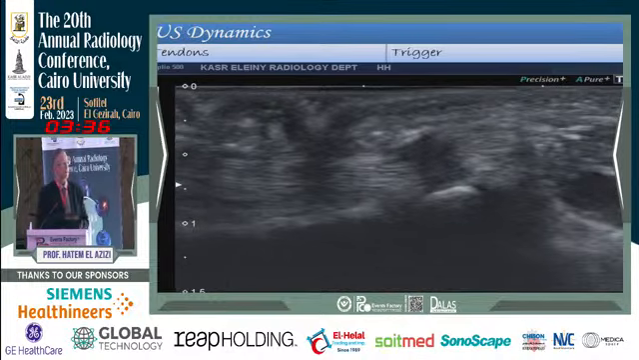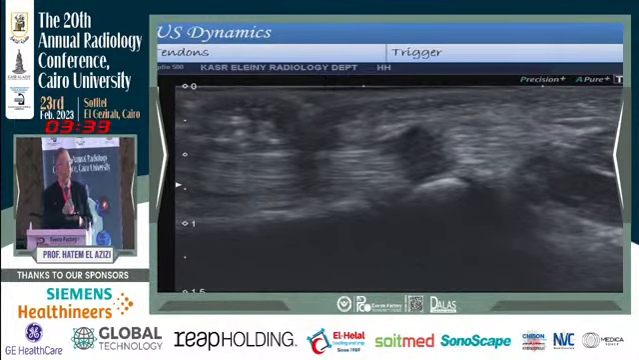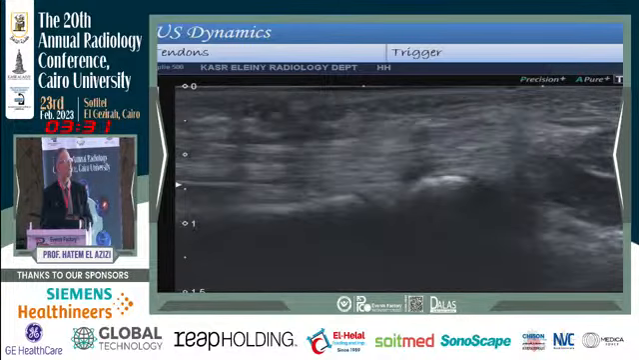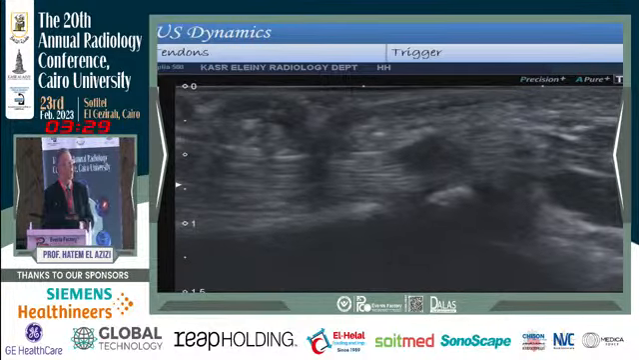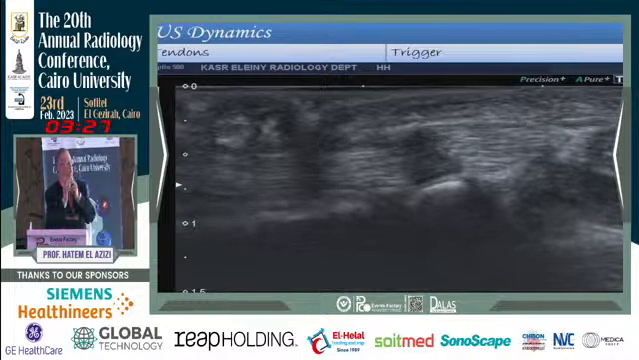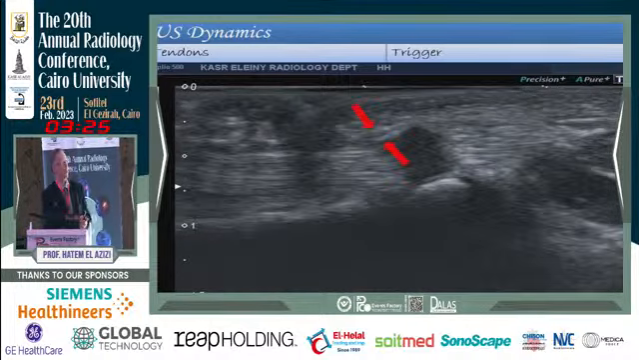Trigger finger, we can detect it. We are trying to make a movement of the tendon during ultrasound examination, and we can see this sliding. Again, where is the problem? Is it in the tendon or in the body? Again, second body, echogenic. This is the fibrous body. The question is, is there any problem in the tendon itself or not?